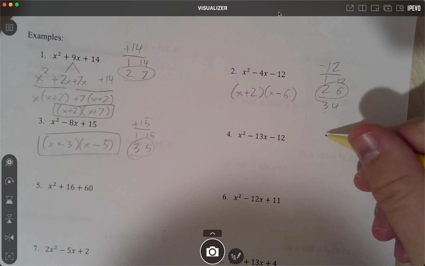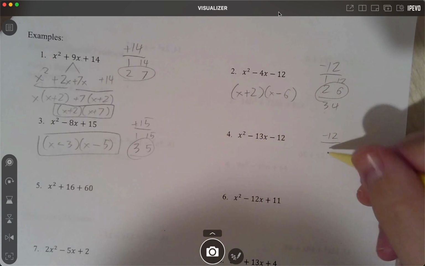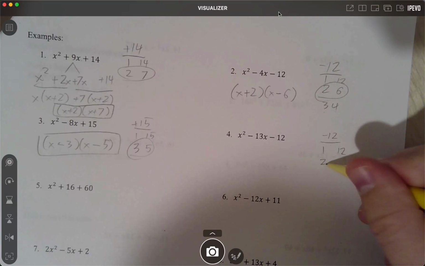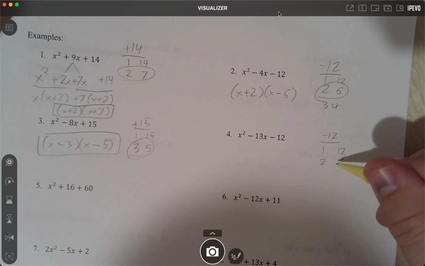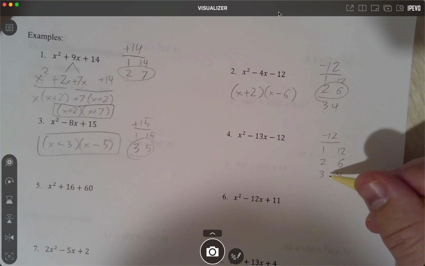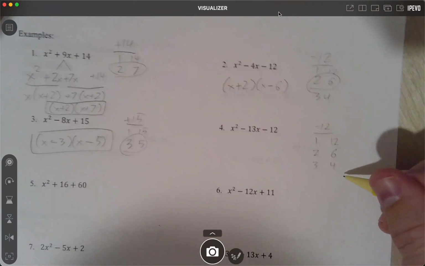1 times 12 is negative 12. How will I subtract to make 13? This is a fun one. Well, there's 1 and 12. Those subtract to make 11. There's 2 and 6. Those subtract to make 4. There's 3 and 4, and those subtract to make 1. And, well, 4 would go next, but 4 is already represented over here, so I'm already done.